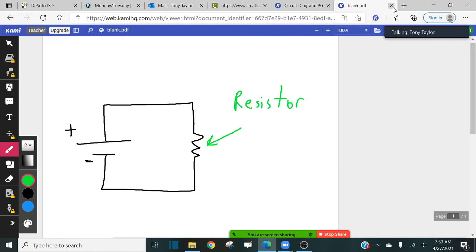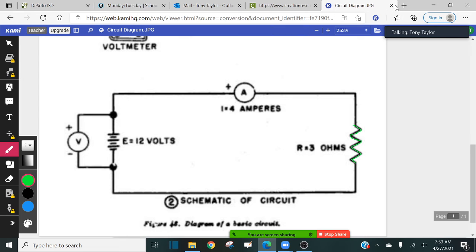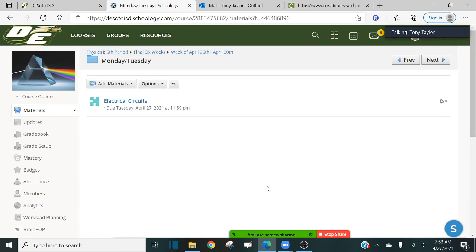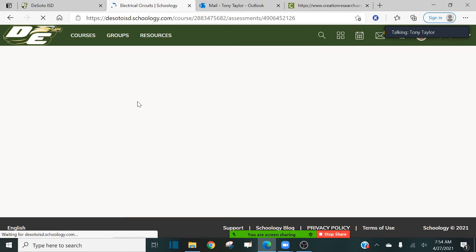All right, guys. With that said, let us close the day today by doing a few of the questions on the assignment. So, guys, if you are at your computer right now and you are in Schoology, go ahead and open up the assignment that says electrical circuits. So go ahead and open that up.